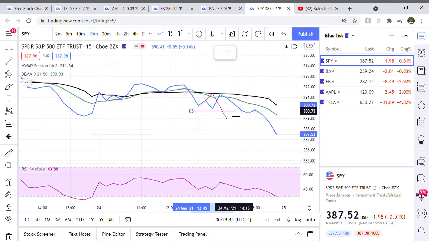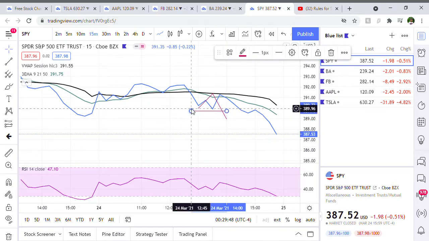Okay. Based on the red line I'm showing you, suppose I stopped at 390.03, my entry point is 389.75, a little bit lower than the previous low on a 5-minute chart. So this is my entry point.